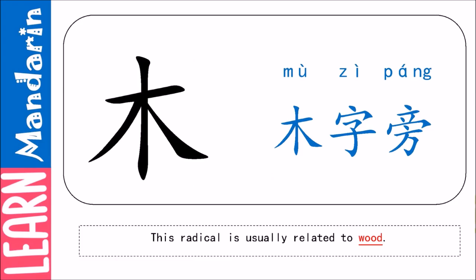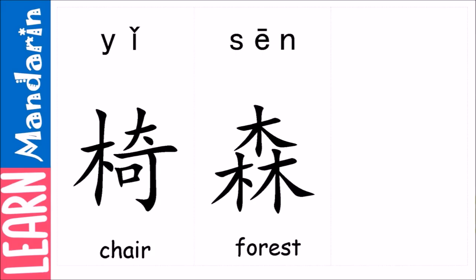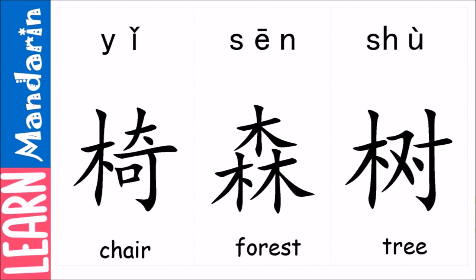木字旁. The Chinese radical 木字旁 is usually related to wood. Examples of words that have 木字旁 are 椅, which means chair, 森, which means forest, and 树, which means tree.